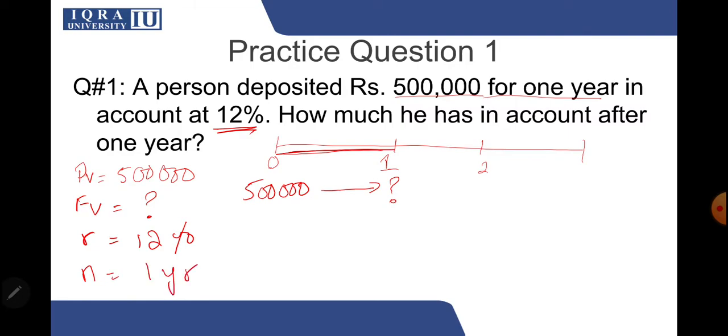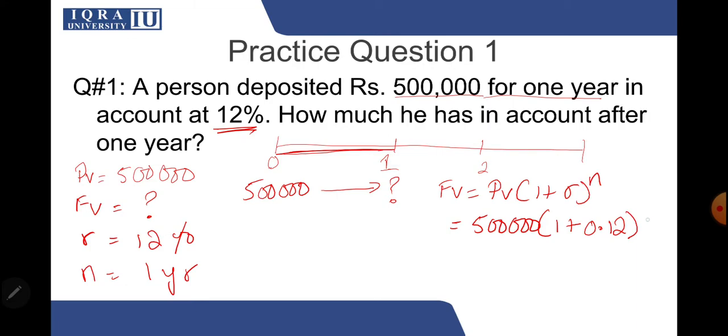Now over here it doesn't say simple interest or compound interest, but like I already said, most of the financial products are based on compound interest. So all your calculations from now onwards will follow your compound interest formula, which is this. So present value is 500,000, 1 plus R, your interest rate is 12% and your N is 1.